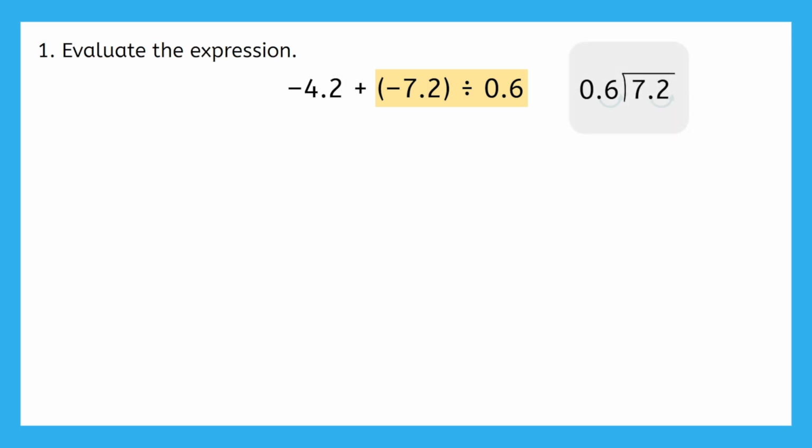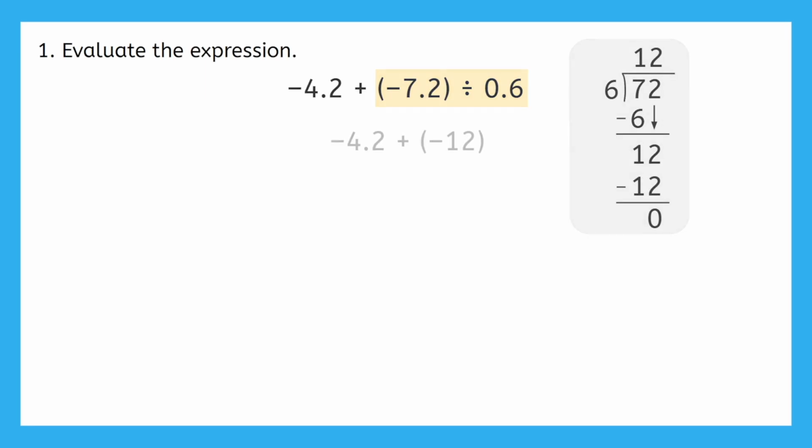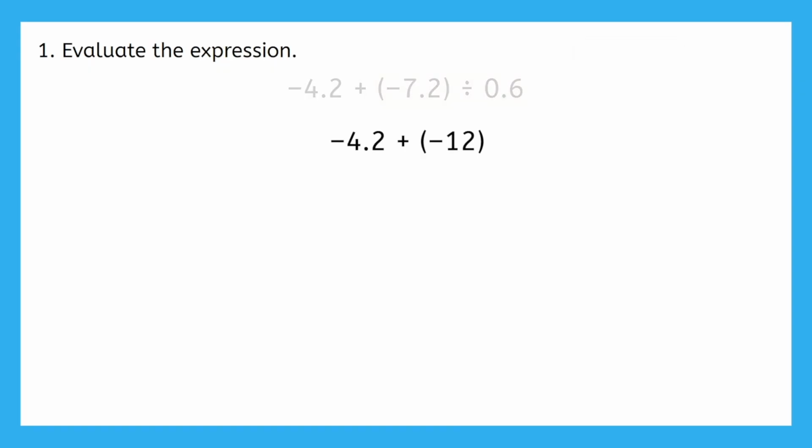Remember to ignore the signs and slide the decimal in the divisor and dividend, making this 72 divided by 6, which is 12. Then, since a negative divided by a positive is negative, we'll substitute negative 12 into the expression. Now we're left with negative 4 and 2/10 plus negative 12. The sum is negative 16 and 2/10. Nice job.